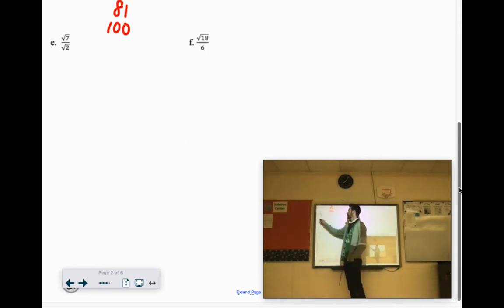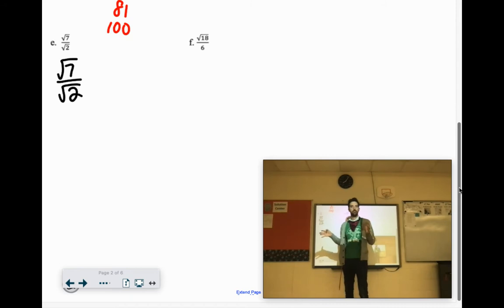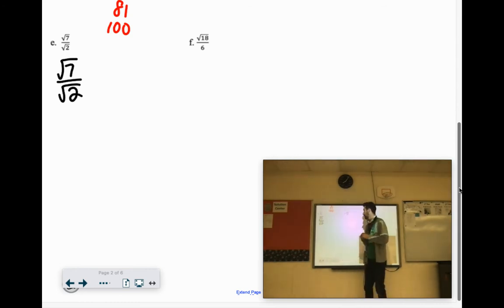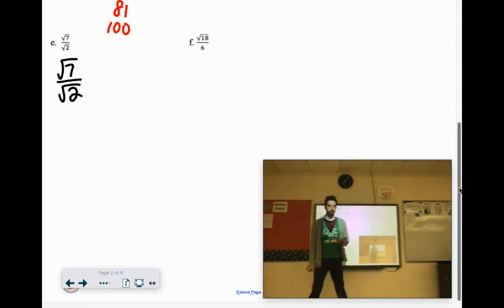I'm going to rewrite this down here. So what you can do is you can change a fraction however you want. You can multiply by whatever number you want. But whatever you do in the numerator, you have to do in the denominator, or whatever you do in the denominator, you have to do in the numerator. So here, the easiest way you can turn it into a perfect square is to multiply it by itself.